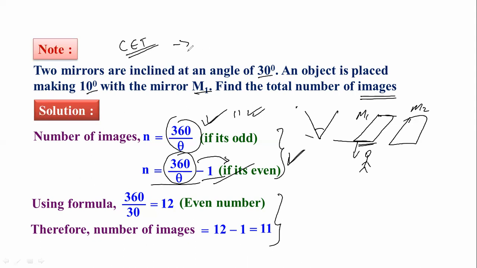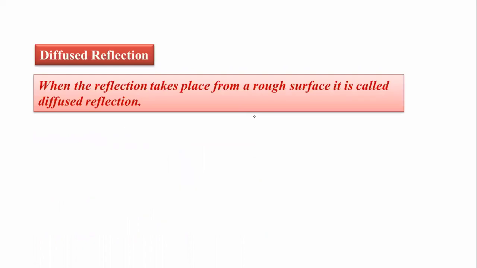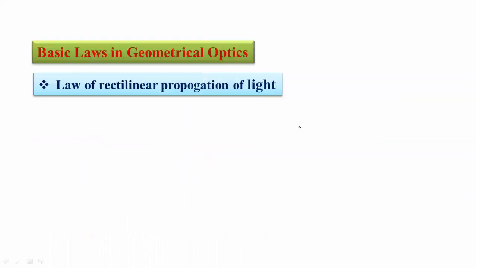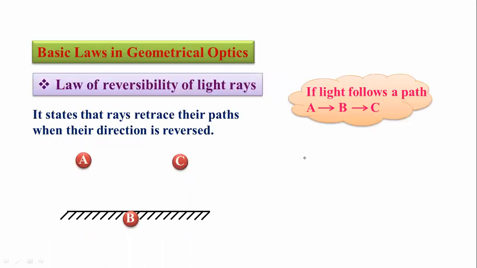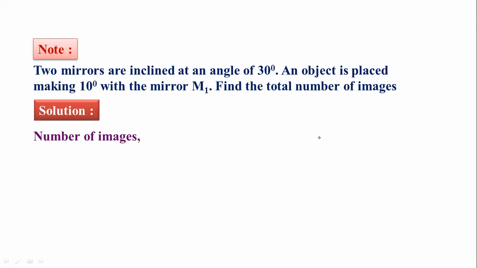In theory, they may ask about the laws of previous chapters, the laws of deviation and so on. They may ask everything, but the concepts are very very important. So what all we studied till now: we studied the basic laws of geometrical optics. Along with that, we studied two different laws: linear propagation of light and reversibility of rays, and diffused reflection. We also studied the angle of deviation and images produced, what data is required, and the different angles and their values. All that has been discussed.